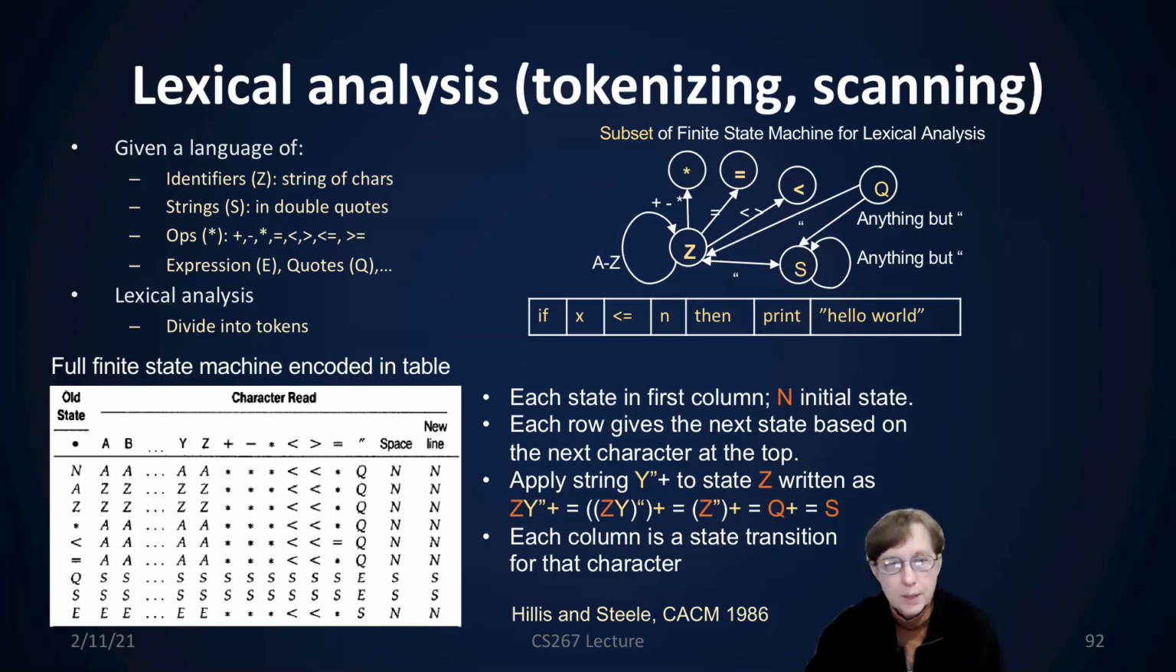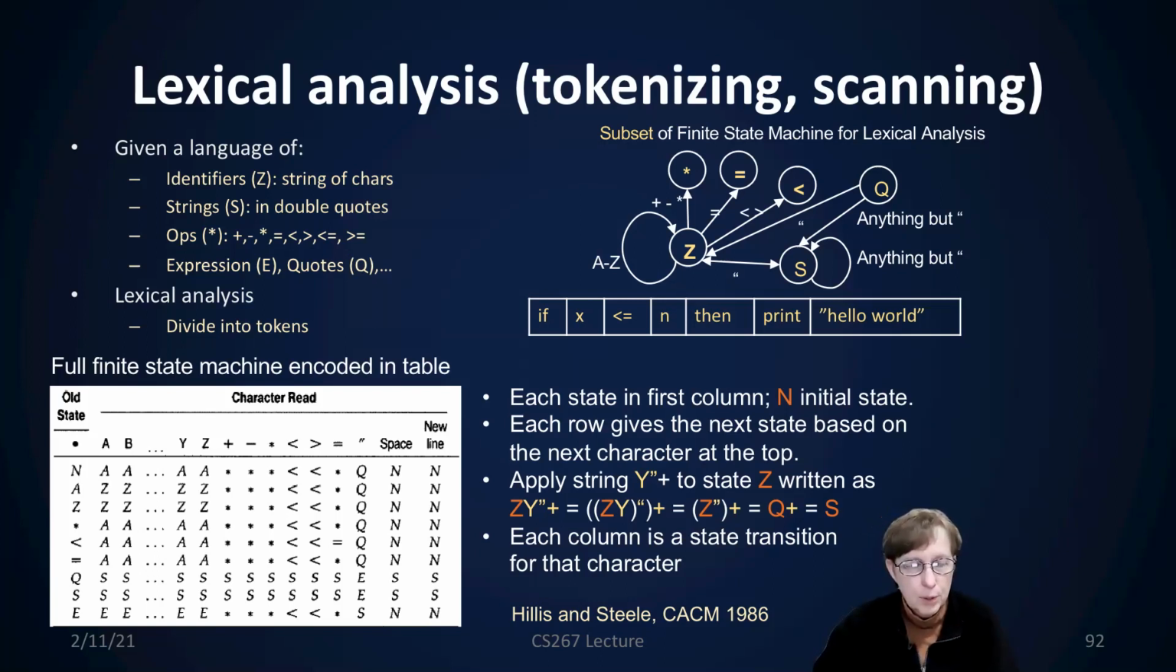So this finite state machine, actually the complete one, this is an incomplete picture up here on the upper right with the arrows and so on, the little graph. A complete version of that state machine is actually written out down here in this table. And the table is taken from the Hillis and Steele paper, which is why it looks a little bit fuzzy.